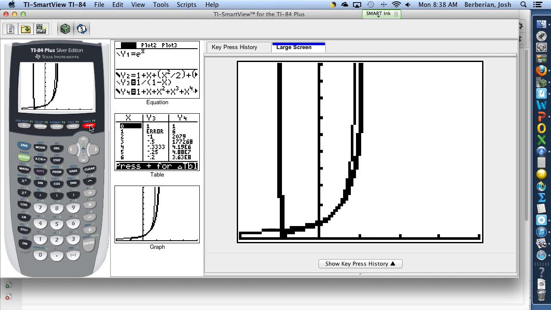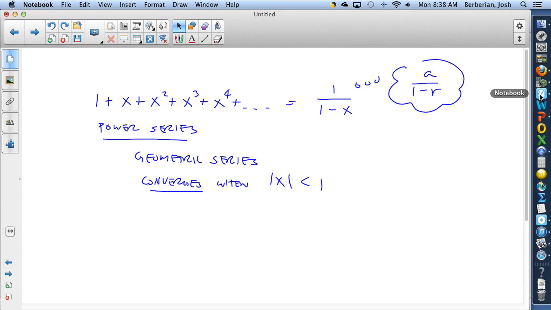So do you want to talk to me about where it looks like it fits well? Up to 1 and from -1. Doesn't that make perfect sense? Because when does it converge? When x is between -1 and 1, right? So this is your first friend, the first power function we're introducing you to, and this is a geometric power series, all right?